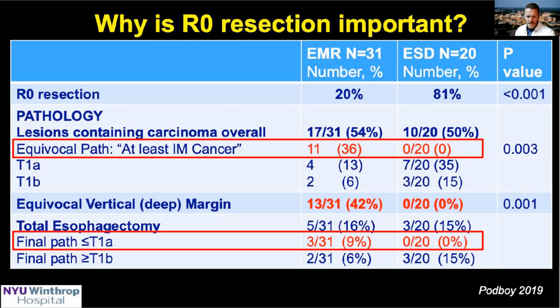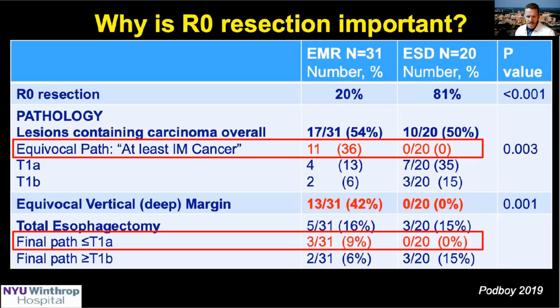This is a good comparator looking at a small group of ESDs and EMRs, and that equivocal path is key here. In the ESD group, there's no equivocation. They know the depth on all of them. Whereas in the EMR group, you're going to have a percentage of these, and here they've got 36%, or a third of them, with equivocal path that are going to go on.